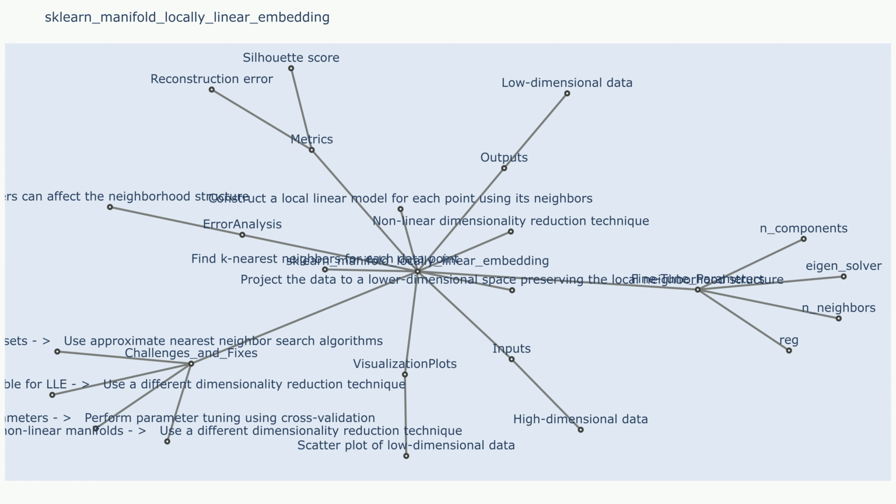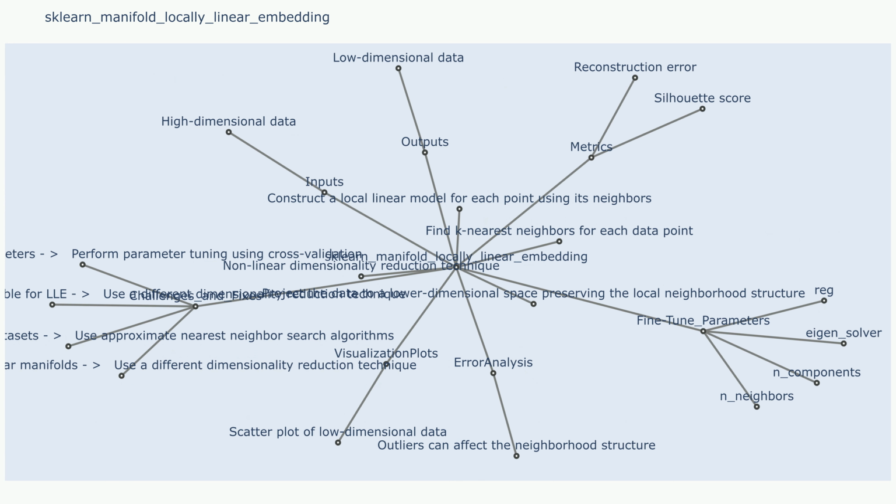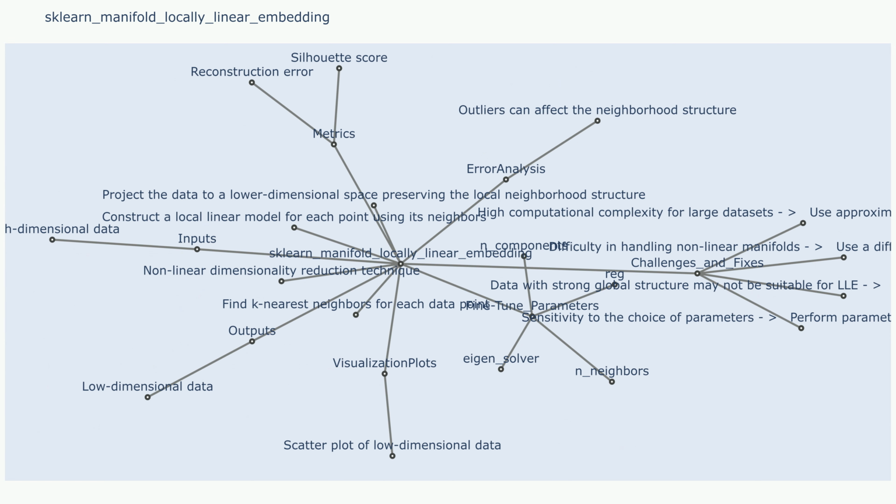Challenges and fixes. Challenge 1, overfitting to the data. Sample use case: when the number of neighbors is too high or the regularization parameter is too low, the algorithm might overfit to the local structure of the data, resulting in poor generalization to unseen data. Fixes: reduce the number of neighbors. Increase the regularization parameter.